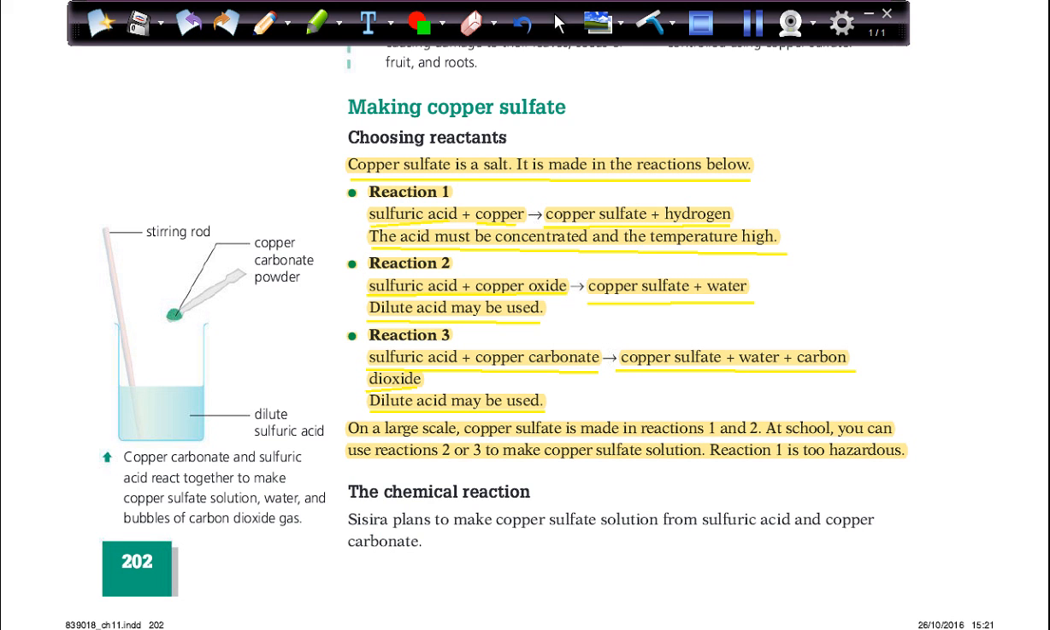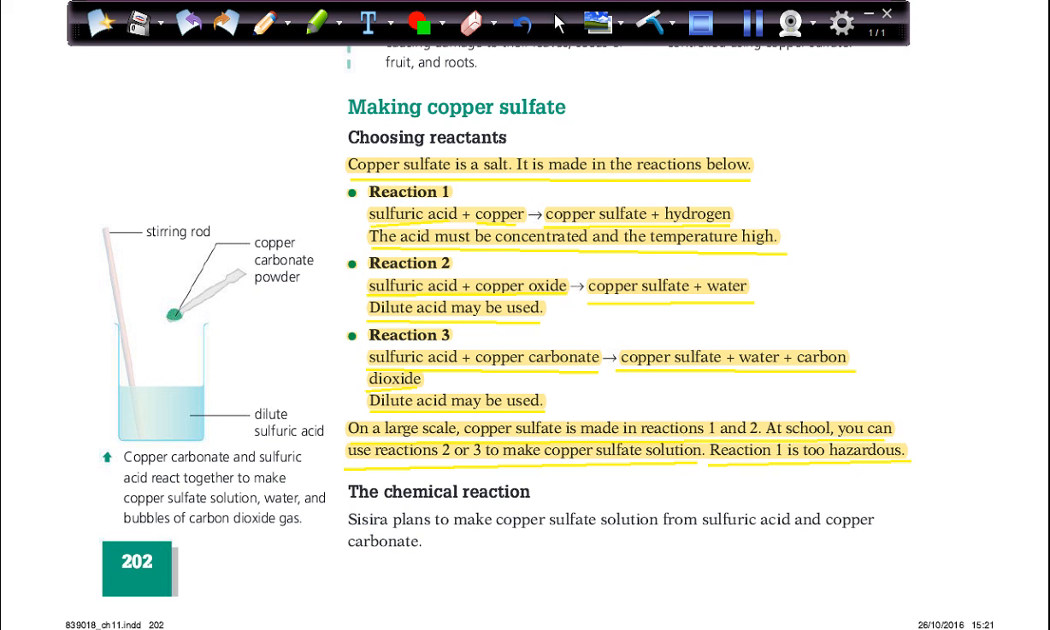may be used. On a large scale, copper sulfate is made in reactions 1 and 2. At school, you can use reactions 2 and 3 to make copper sulfate solution. Reaction 1 is too hazardous. So why is the first reaction too hazardous, too dangerous? The meaning of hazardous is dangerous. Sulfuric acid is corrosive if it's concentrated, of course. This is the first reason.